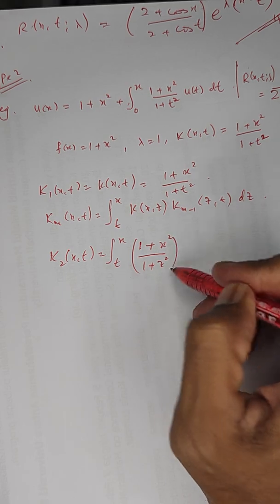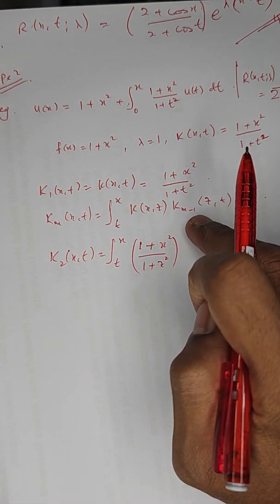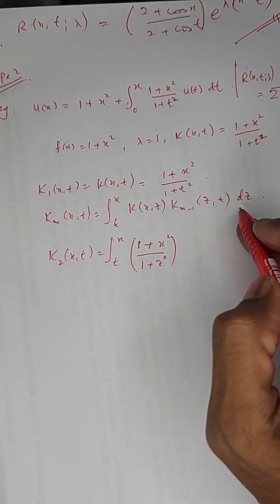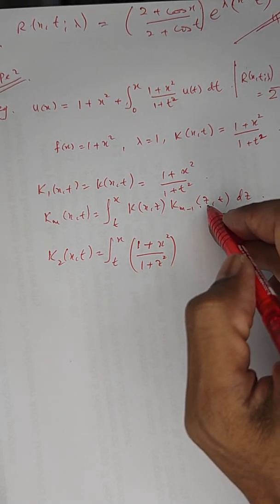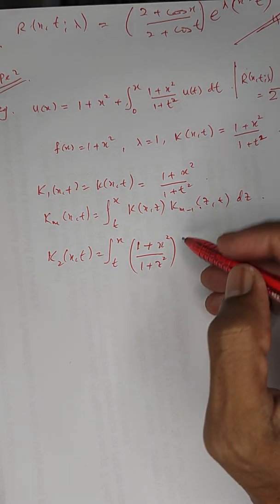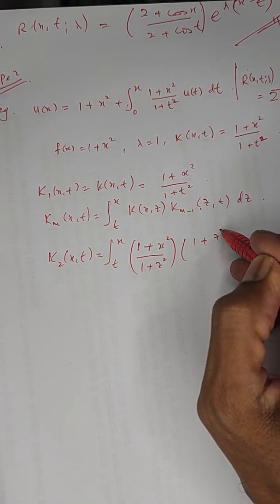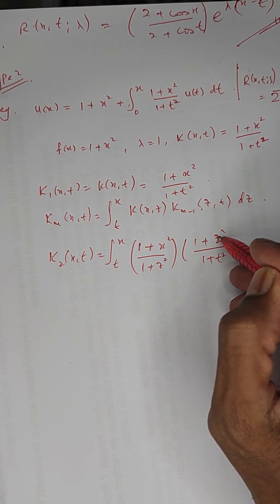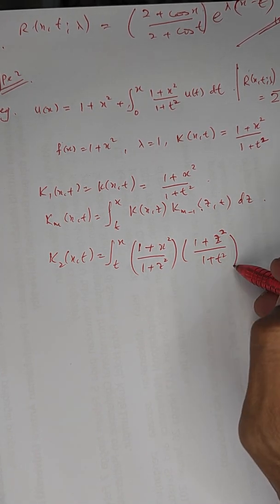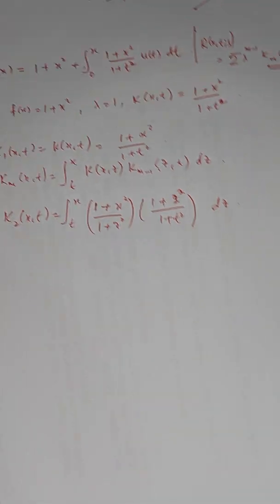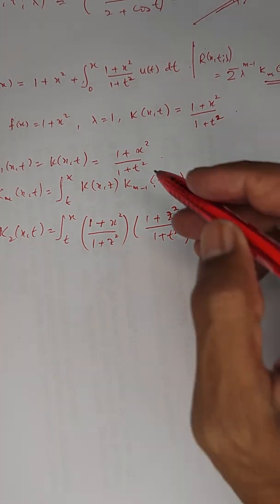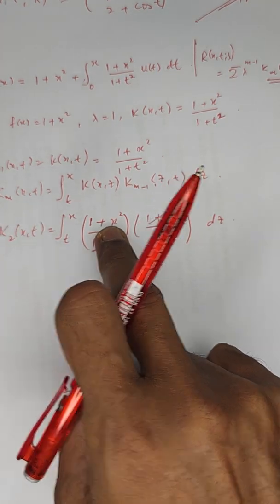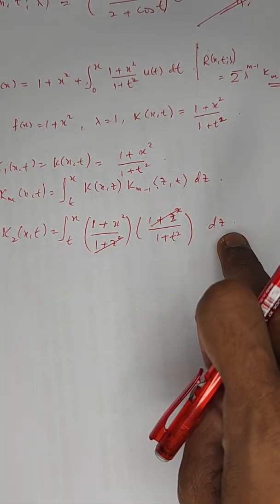Okay, and this one is k1, this is k1 again, (z,t). So we change x with z. So we have (1 + z²)/(1 + t²). This is z² dz. As you can see here, this can cancel out. What is left is (1 + x²)/(1 + t²), free of z.